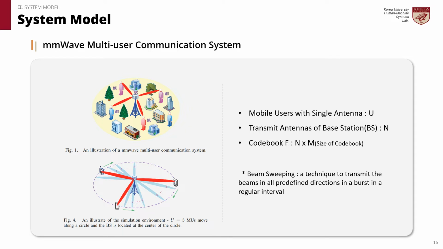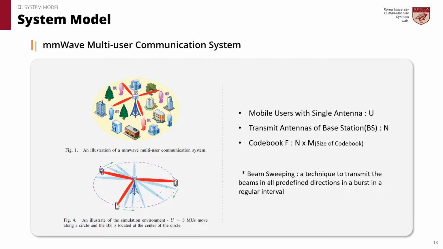System model. This is the system model used in this paper. They consider a communication system which consists of one base station and multiple mobile users. Because millimeter waves are used as directional beams, it is difficult to cover a large area, and mobile users can move their positions. So beam sweeping is used.